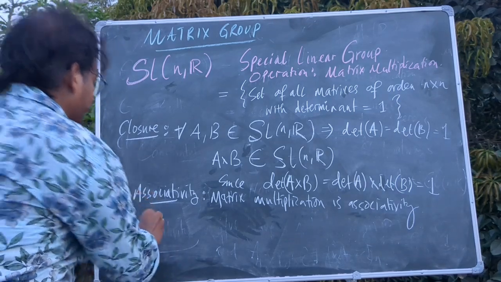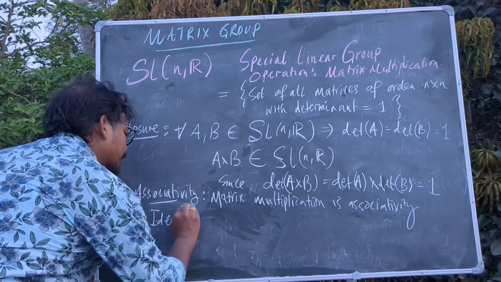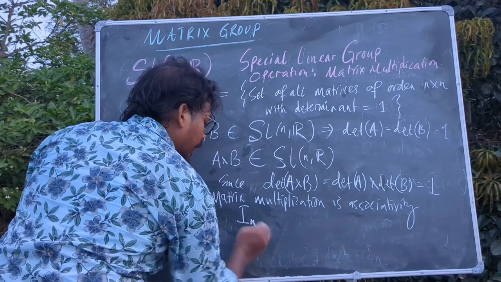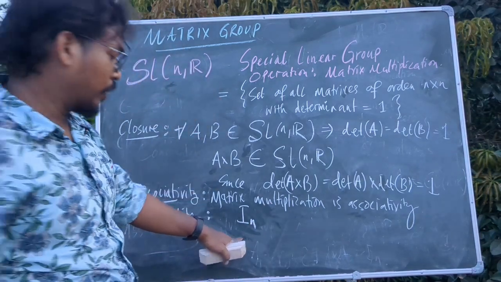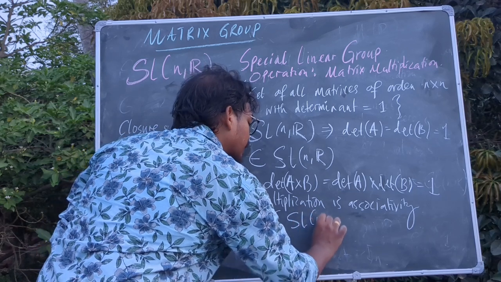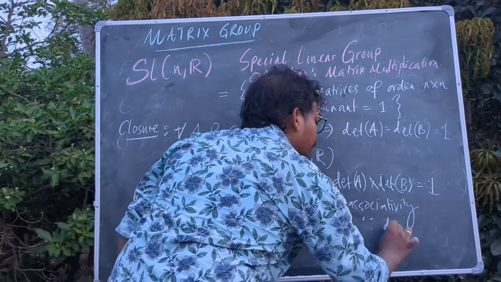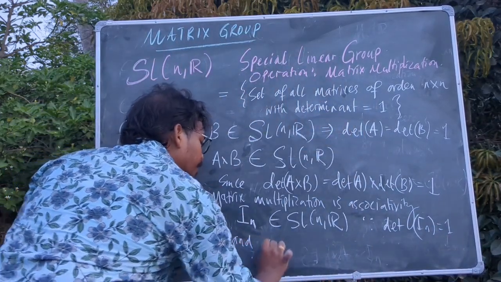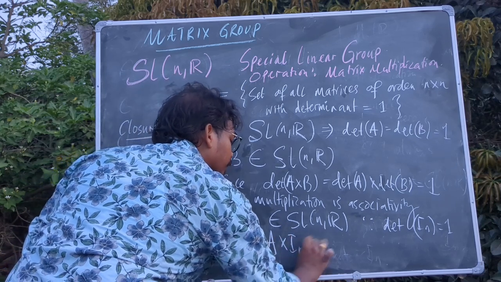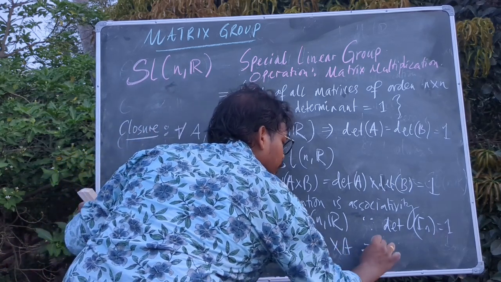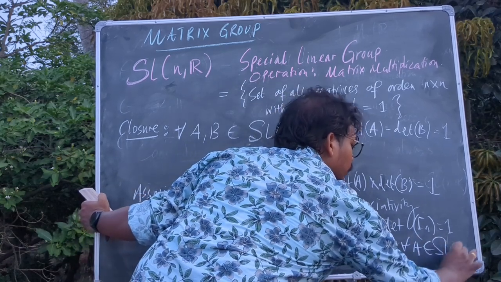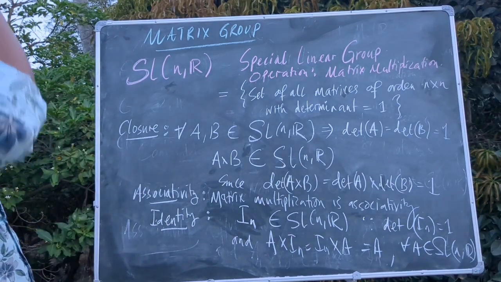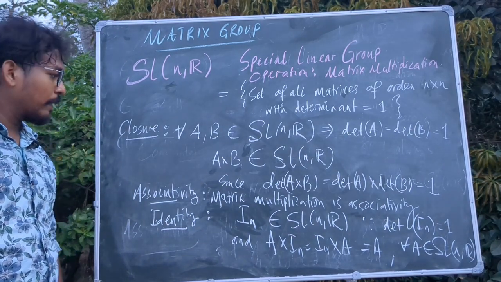What about identity? We have the identity element I, and its determinant is 1. Since the determinant of I is 1, A times I equals I times A equals A for all A belonging to SLnR. Please pause the video to note. Let me erase now.